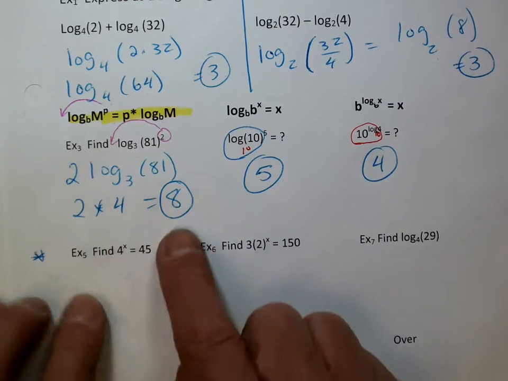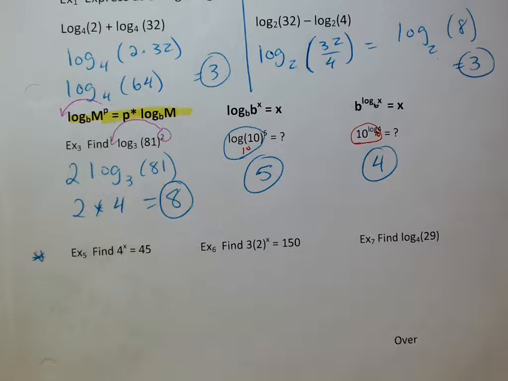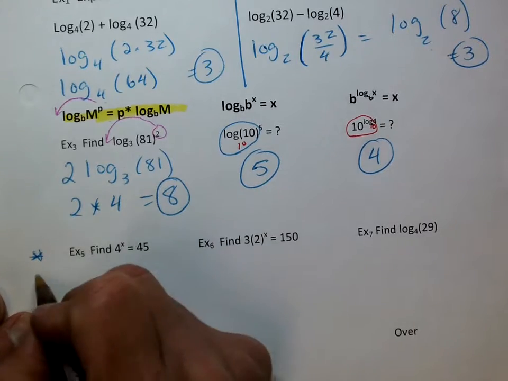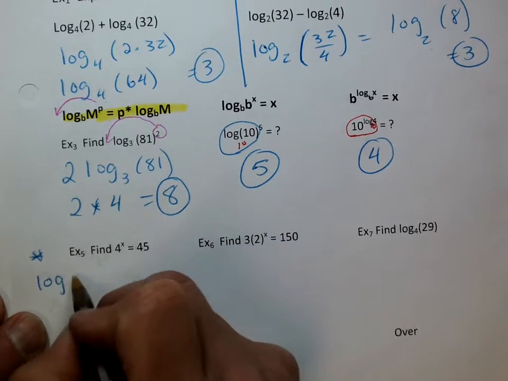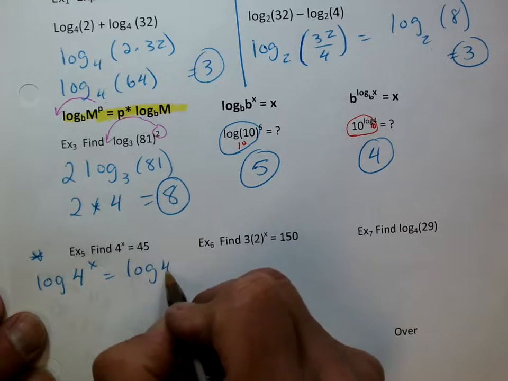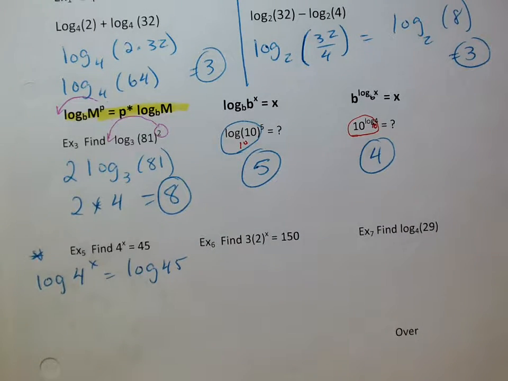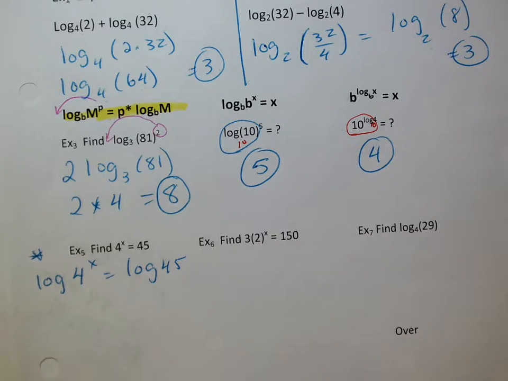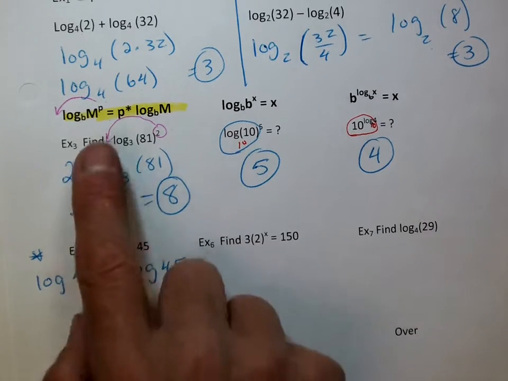So what I'm going to do is take the log of both sides. So I'm going to go log of 4 to the x equals log of 45. Okay? Take the log of both sides. Just do it. Trust me. I want to float the exponent down. I really want to float the exponent down. The only way I can float the exponent down is by making it a log.